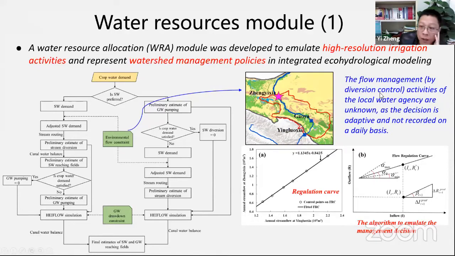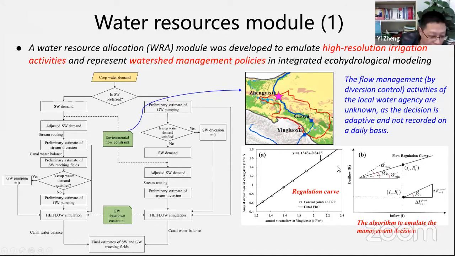Okay? Because the flow management activity of the local water agency is largely unknown, because the decision is adapted and not recorded on a daily basis. That's why we need a module to reproduce the decision process.